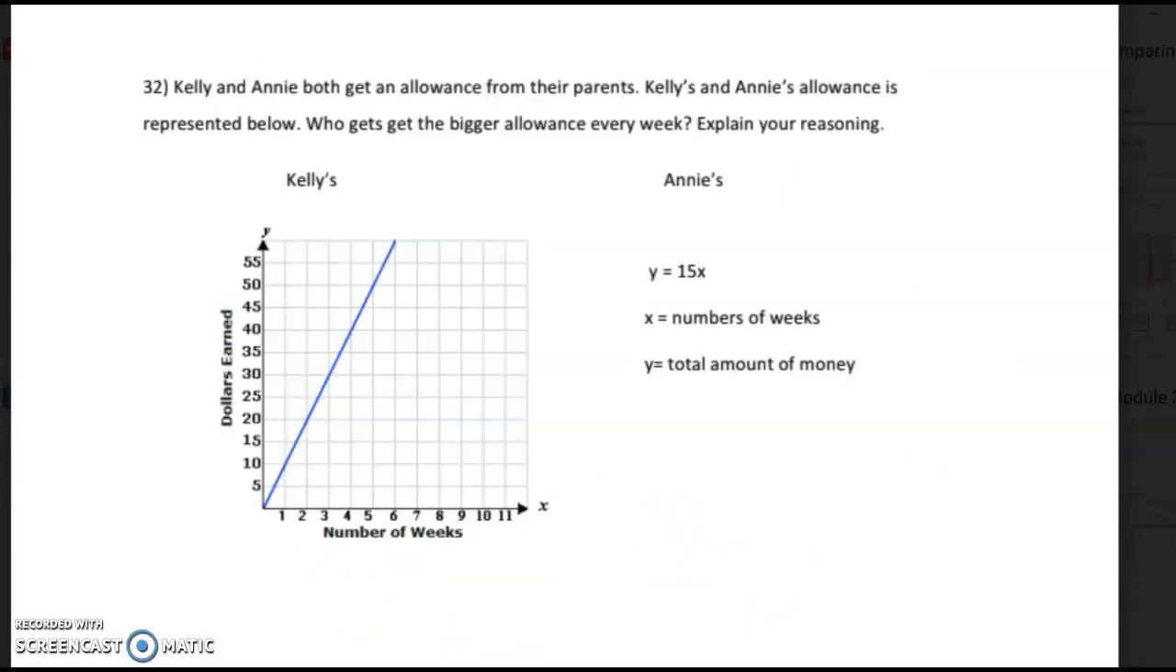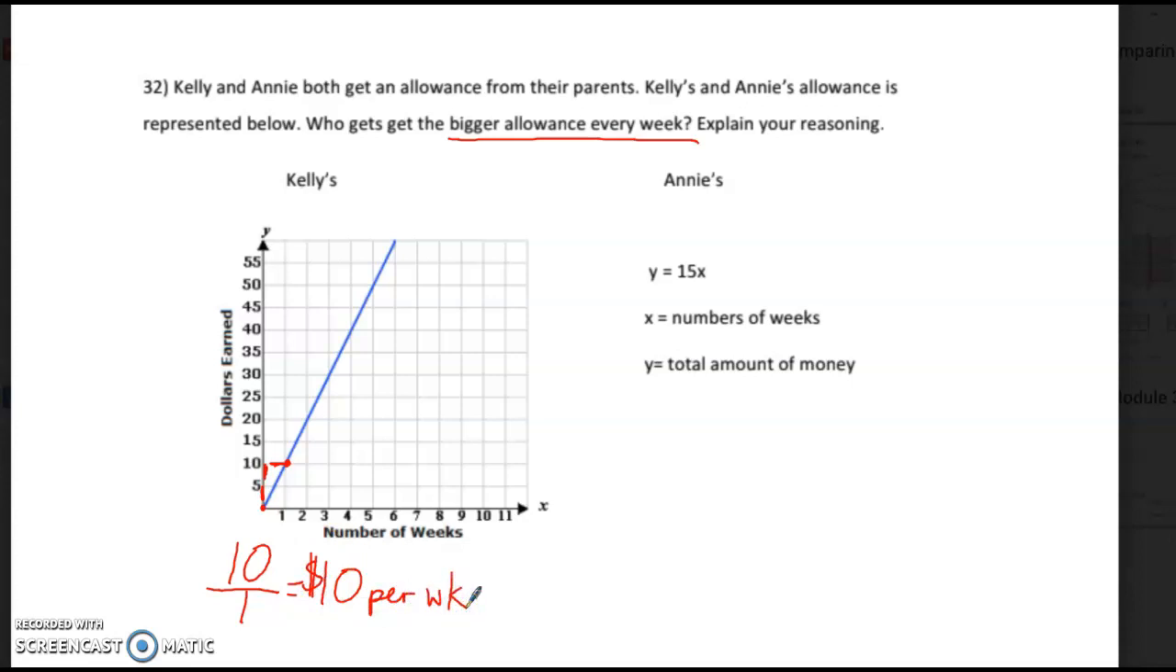Okay, now in number 32, we're comparing Kelly and Anna, who gets paid the bigger allowance each week. That's unit rate. So let's look at Kelly. I'm going to pick a point and a point. Rise over run. 5, 10 over 1. So that means that Kelly is earning $10 per week.